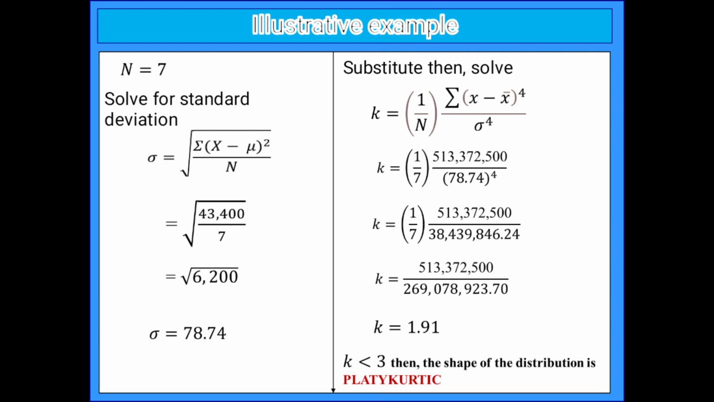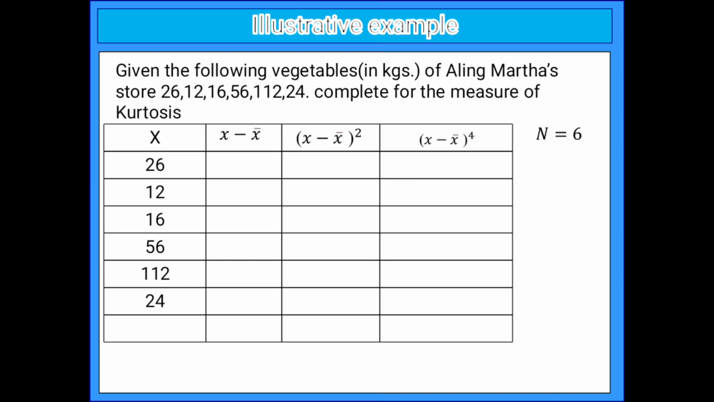Just always be careful when you are solving for the kurtosis, because there are a lot of steps in order to get to the final answer and the right shape of the distribution. Now let's move forward to the next example. Given the following vegetables in kilograms of Aling Martha's store, we have 26, 12, 16, 56, 112, and 24. We need to compute the measure of kurtosis.